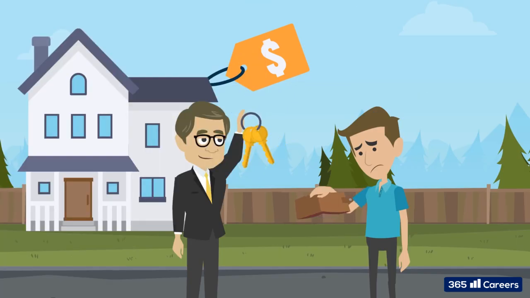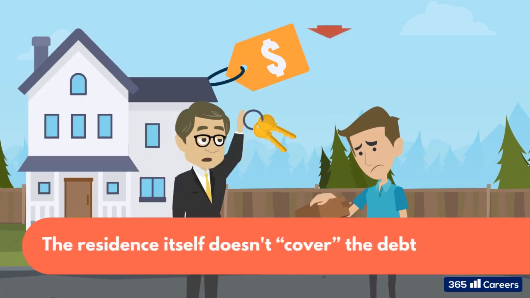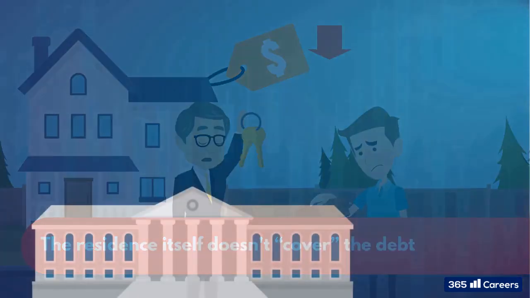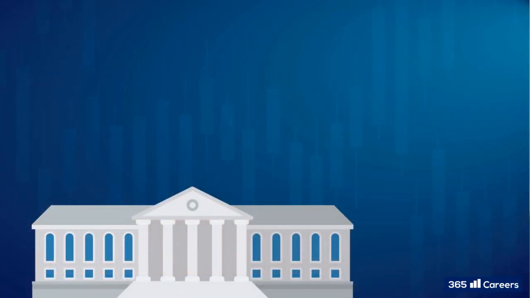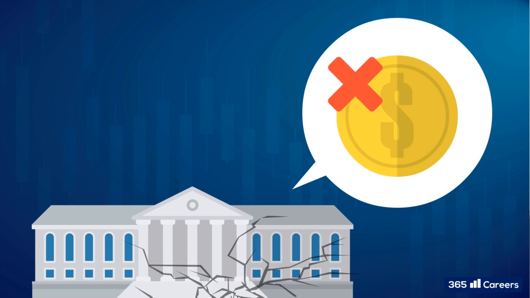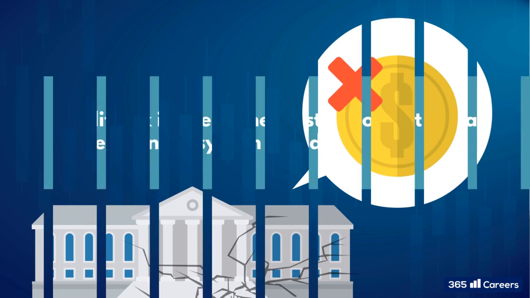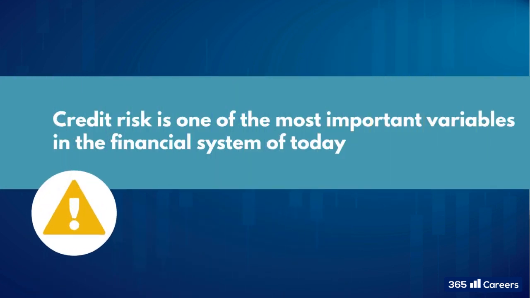Consequently, financial instruments based on mortgages, such as mortgage-backed securities, lost value. Thus, big banks holding these instruments absorbed huge losses. Some of them, like Lehman Brothers and Bear Stearns, went bankrupt, while many others were bailed out by the government. Therefore, that's one example why credit risk is one of the most important variables in the financial system of today.